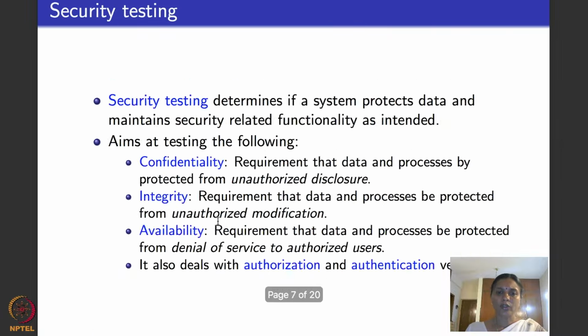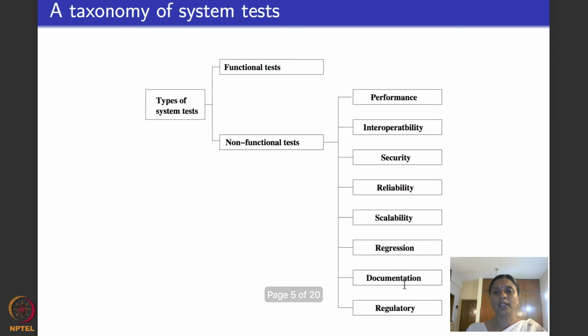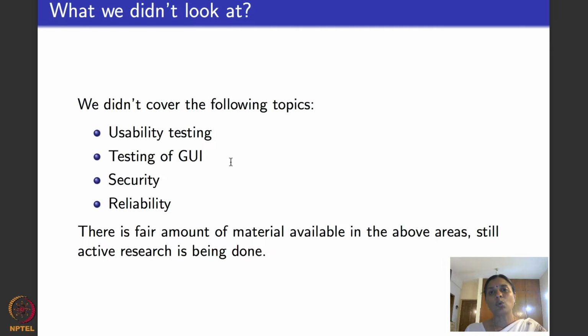I'll go back to the slide that I began with, the taxonomy slide. We did cover an overview of all of these. I'll do one separate lecture on regression testing. It also helps to know what I didn't do before we end this module on non-functional system testing. So we didn't look at usability testing at all. Very important, very significant area.